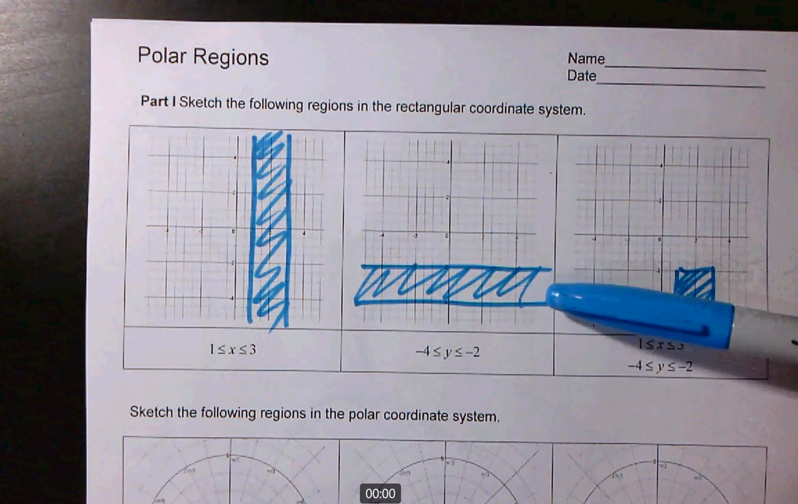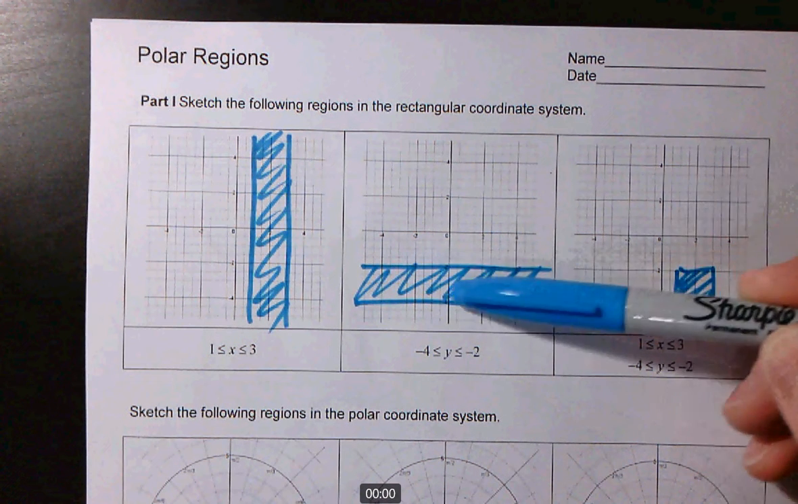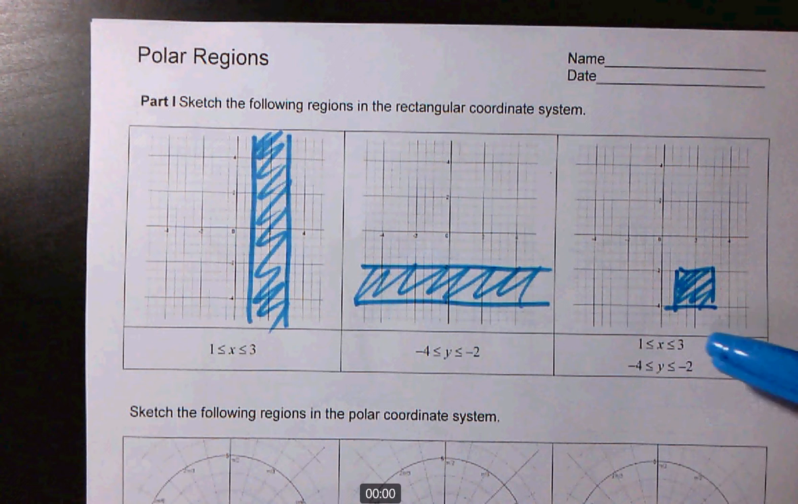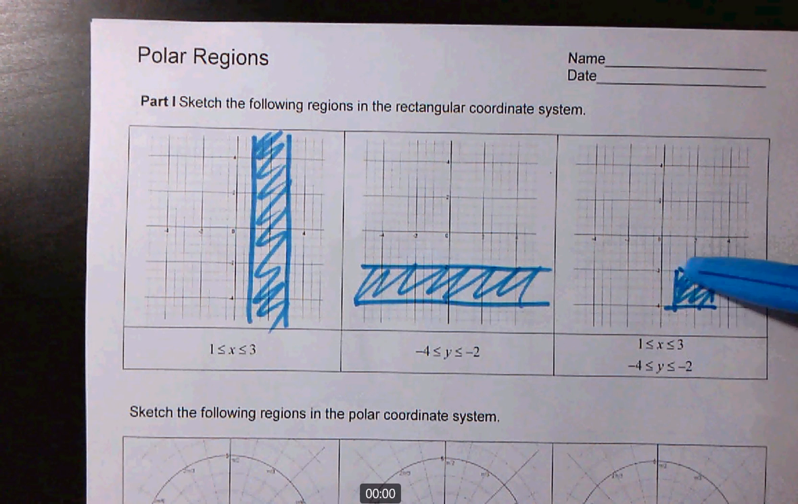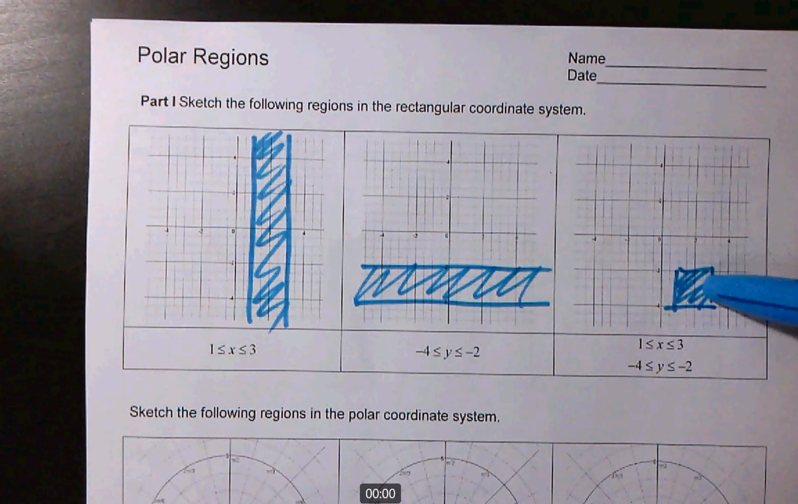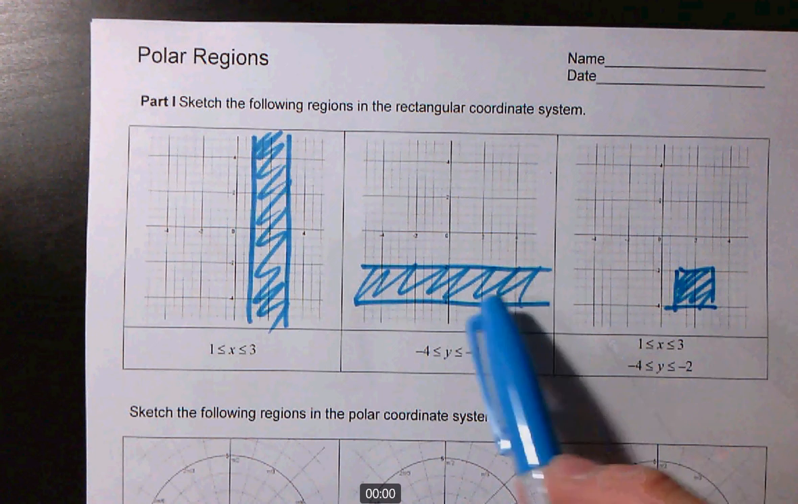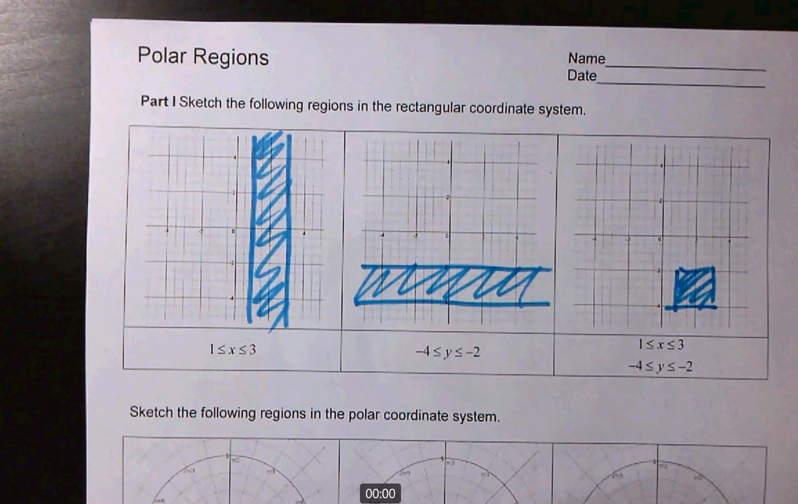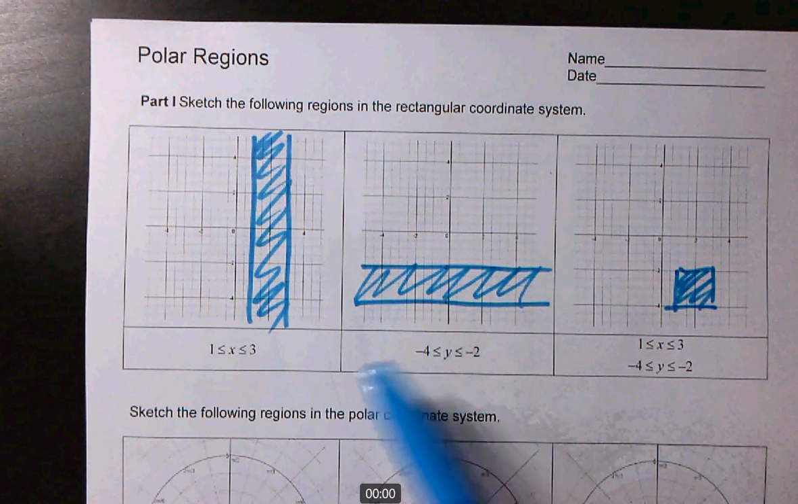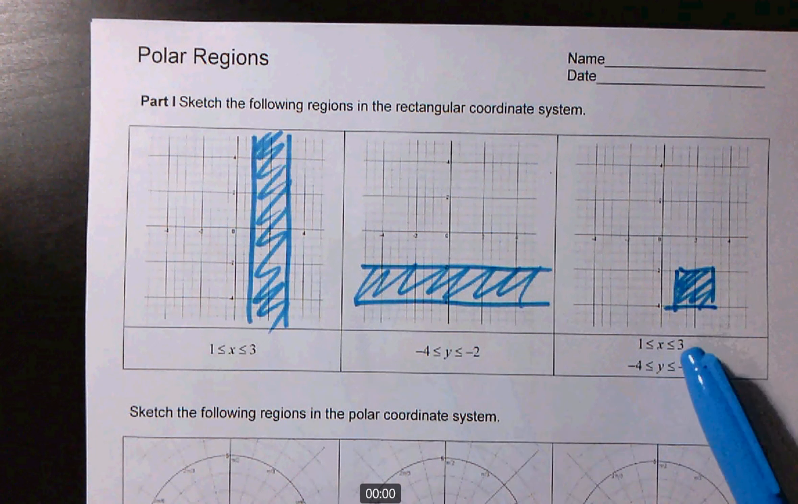Here are the points in the plane whose y-coordinates are between -4 and -2. And then here we have a double inequality, a dual set of restrictions on both the x-coordinate and the y-coordinate. And this is essentially the intersection of these two regions. So these are inequalities in rectangular coordinates.